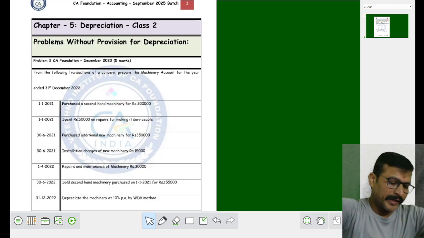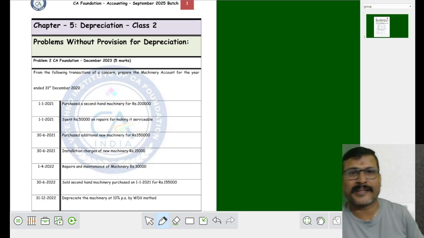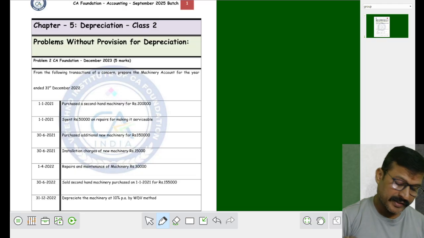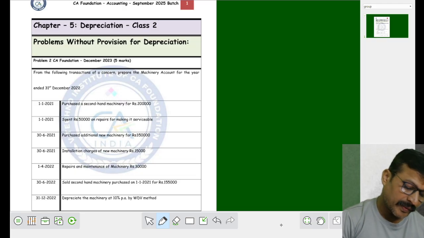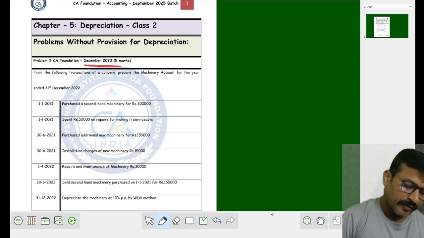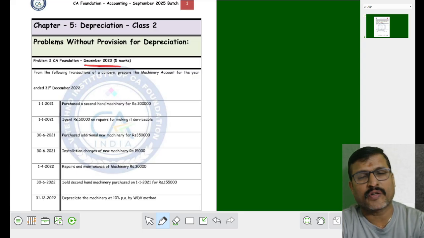Okay. Now let us move on to the solution for the second problem, my dear student. Have concentration here. See what happened. This is a question asked in December 2023 for how many marks? 5 marks.